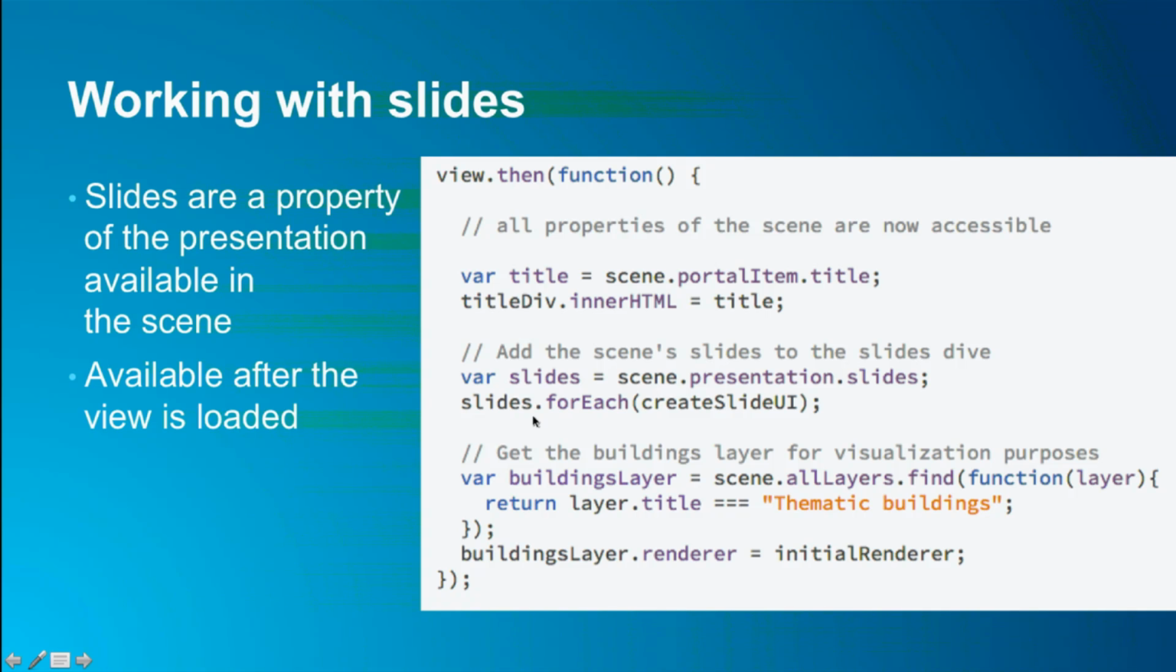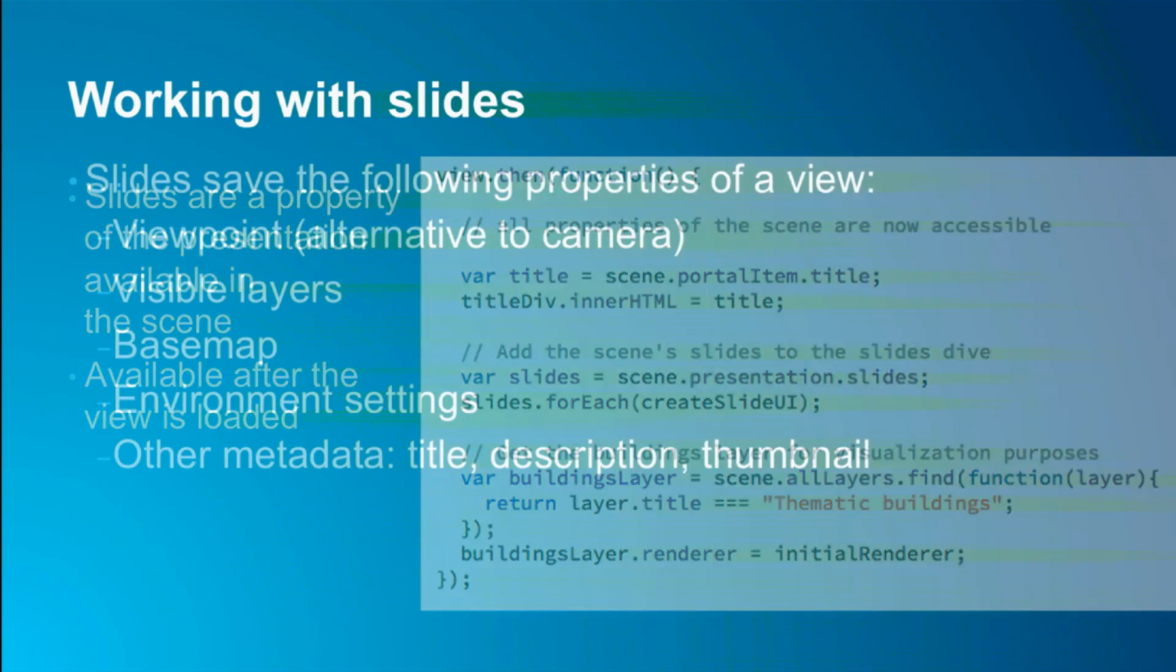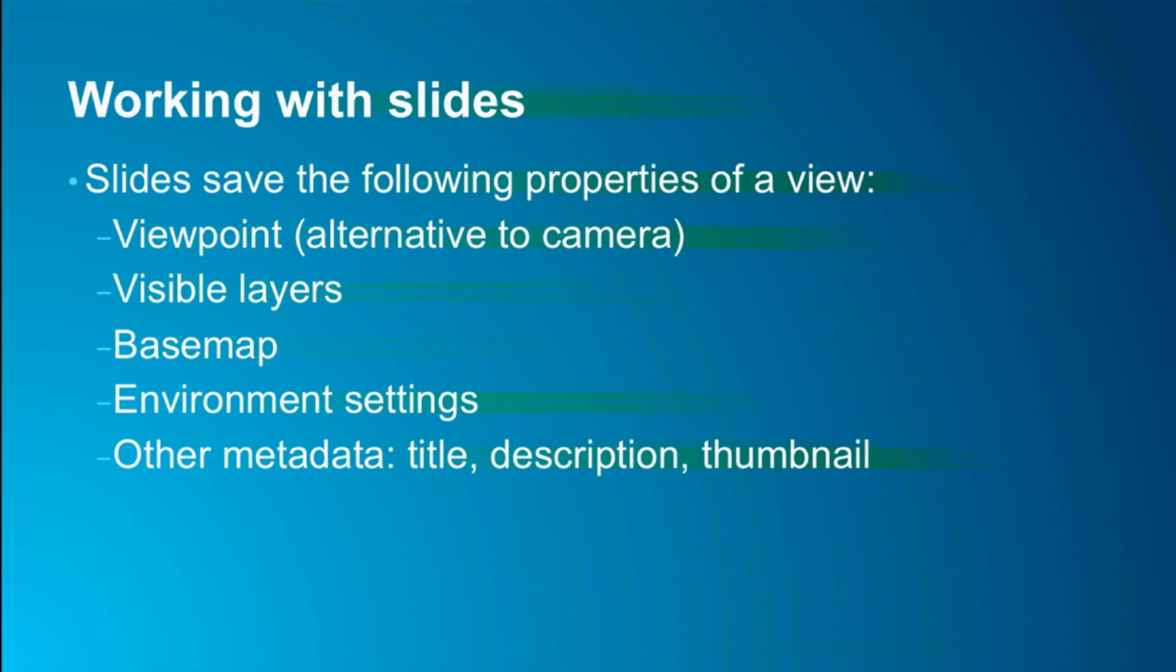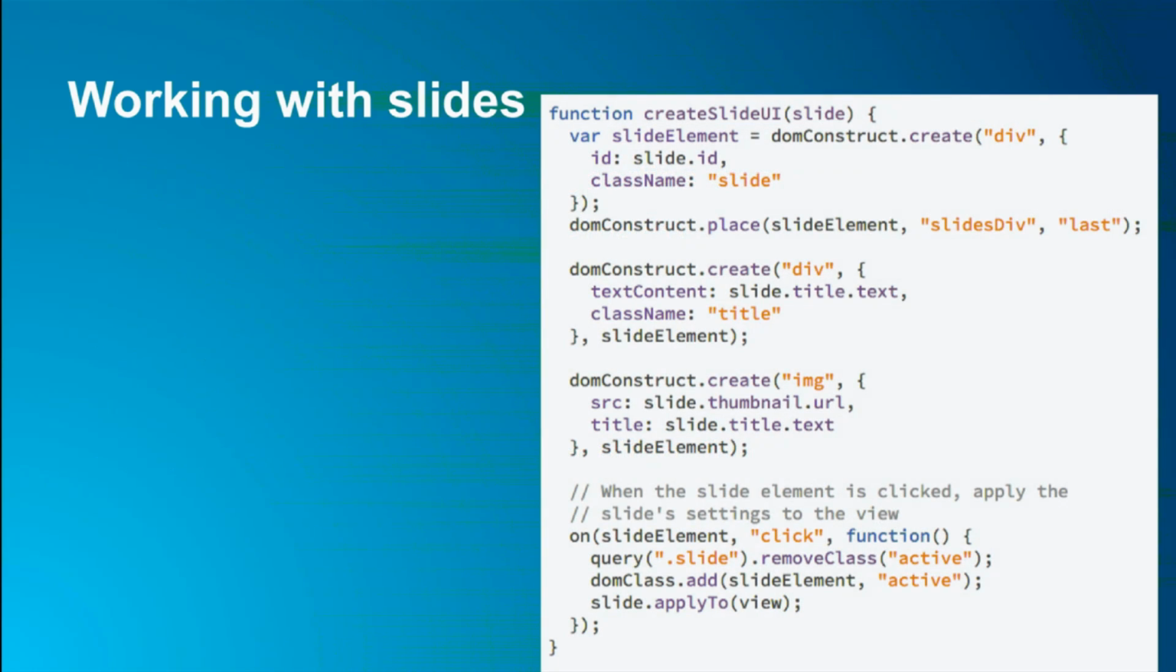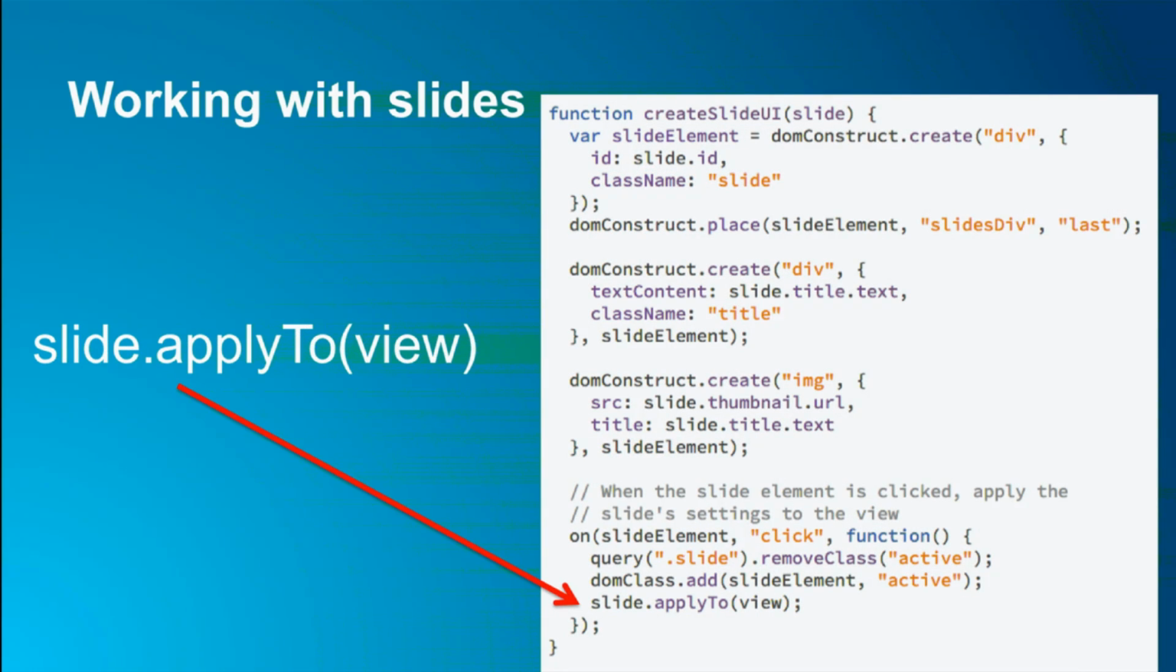So here's the slides property. Let's see here. I guess I'm not showing that yet. I can show the code and how that works. But so these are the properties of the slides on the view. We already went over this. And here's the function I'm using to create the slide elements, those thumbnails, add them to the UI.